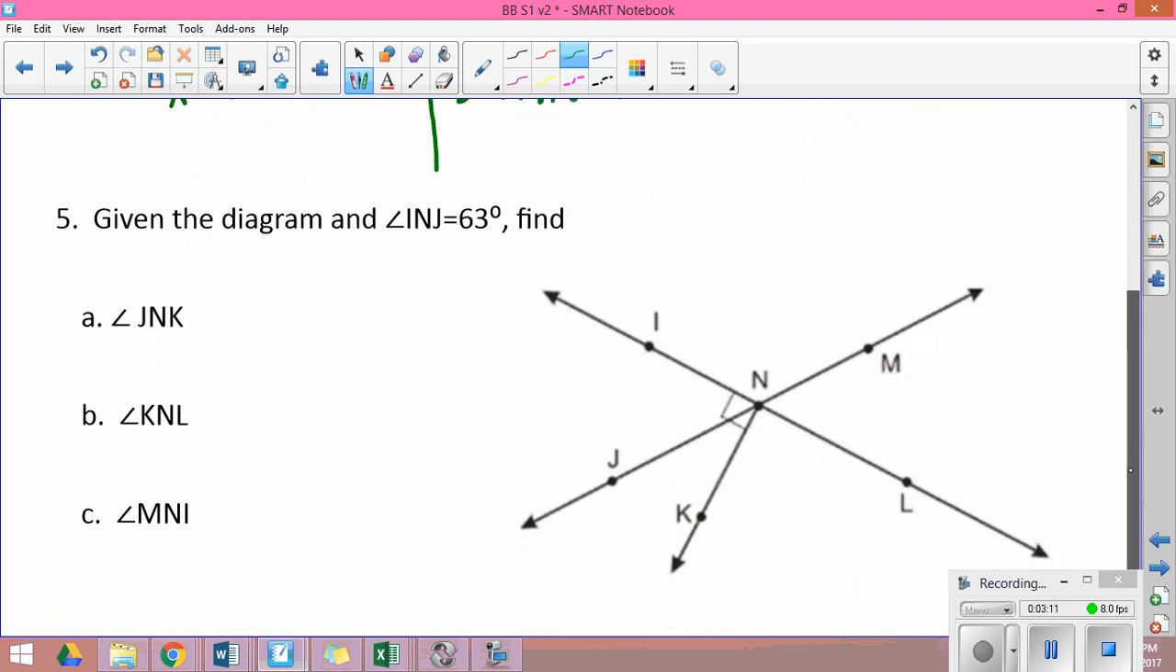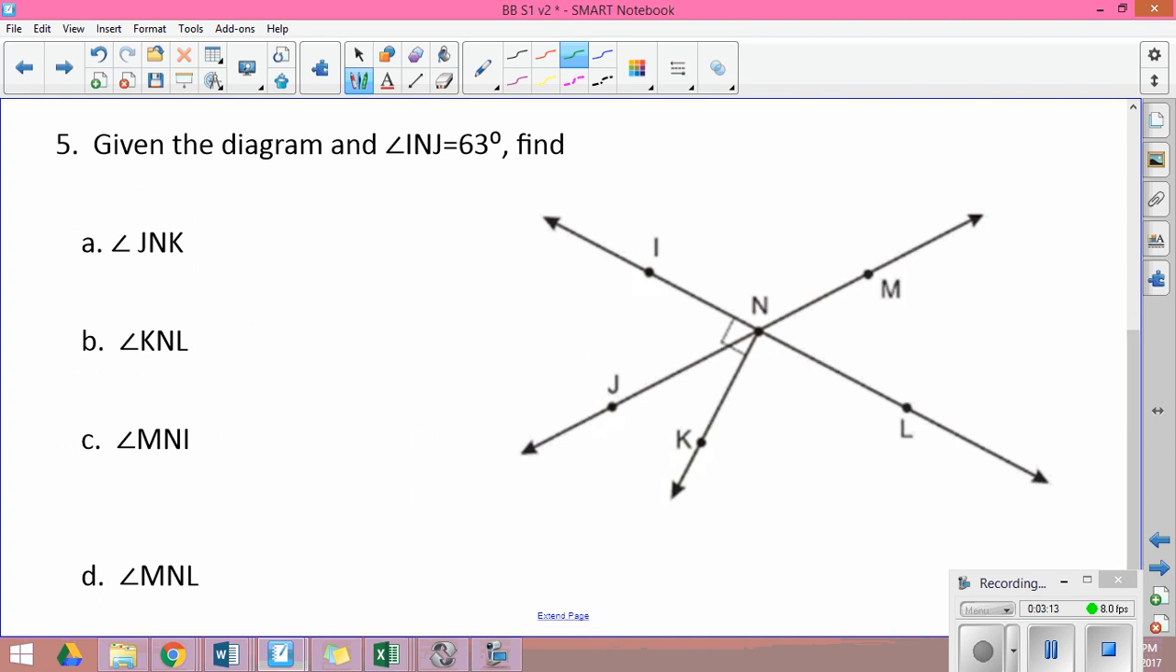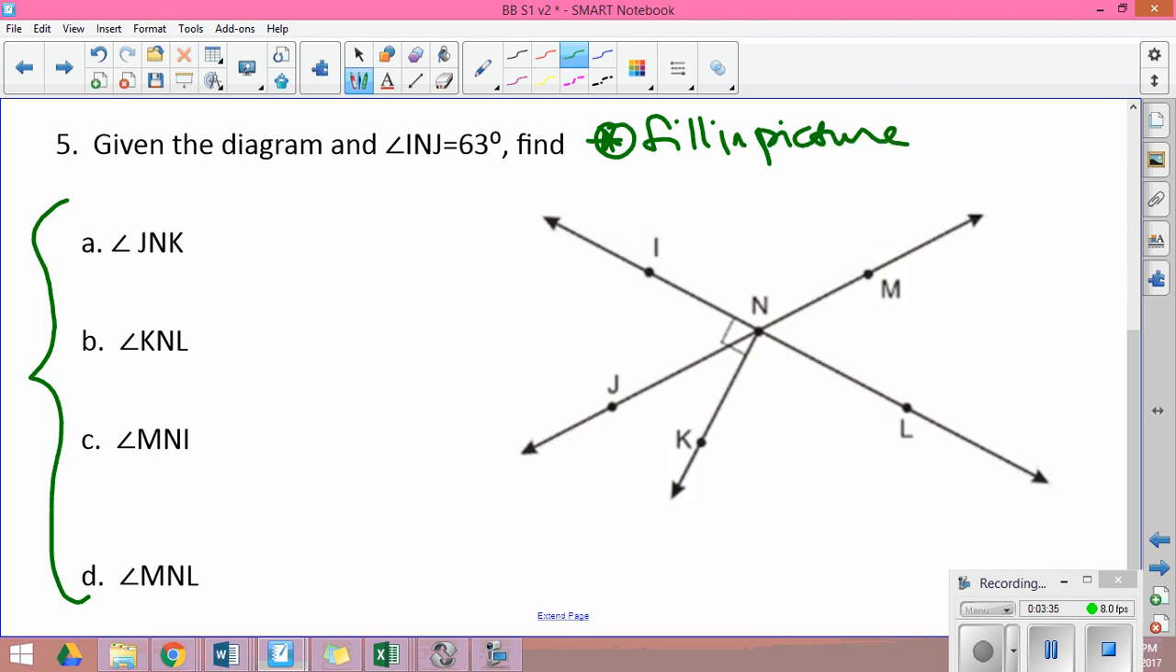The last hint I want to give you on this example: given a diagram and one or two starting pieces of information, find this whole big list. And a lot of times the order that that list is in is not the order that your brain is going to see the problem in. So I recommend you work on the picture first. So fill in the picture. Then go back and fill in the answers that you need that we're asking for.